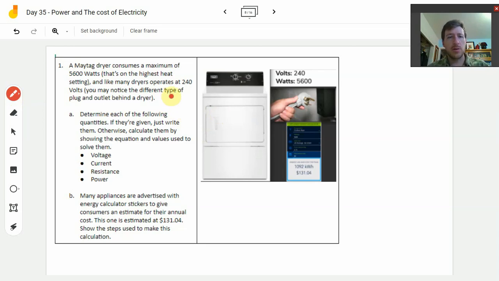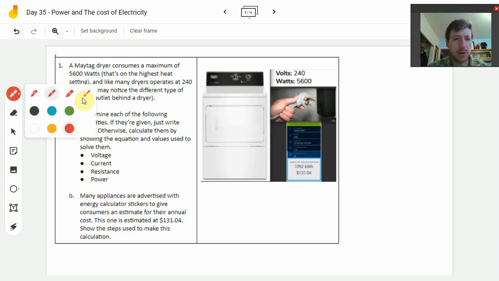So one thing in our house that we could look at is a dryer, for example. Dryers actually require very high voltages, and they use a lot of energy every second, especially when you run them on high heat. So this one consumes a maximum of 5,600 watts. So that's 5,600 joules per second when you're running it on high heat. And it operates at 240 volts.